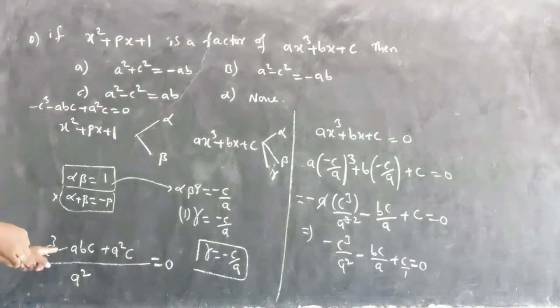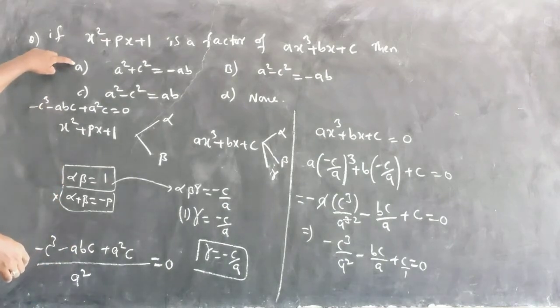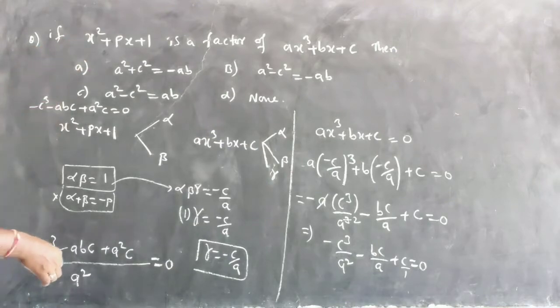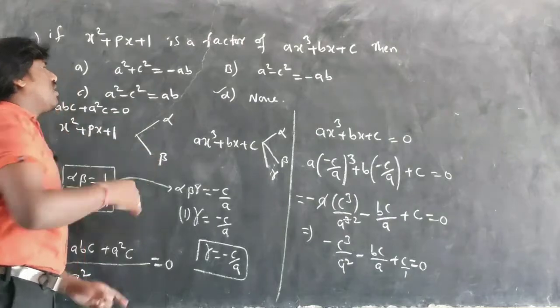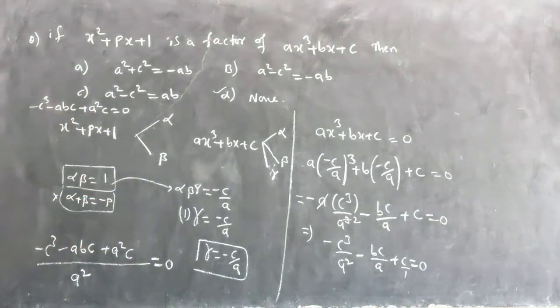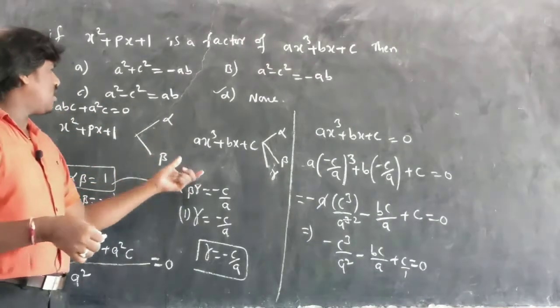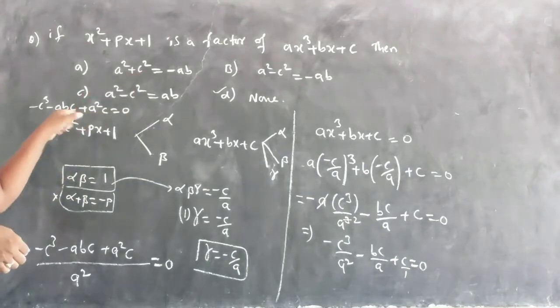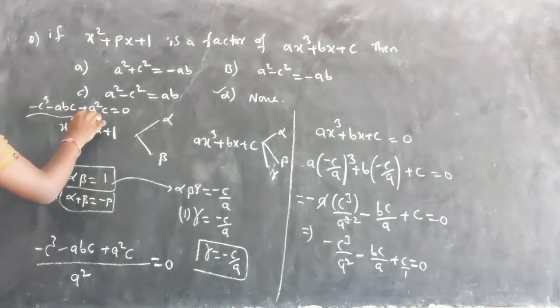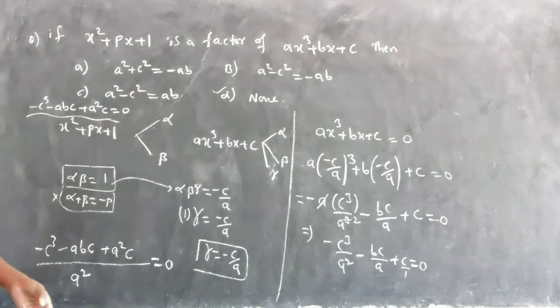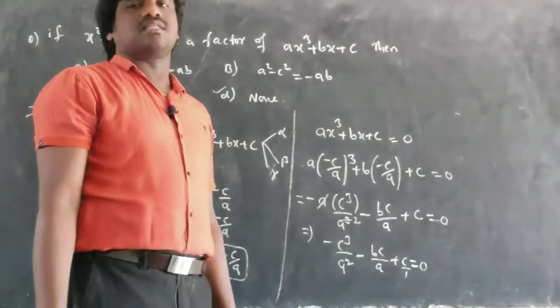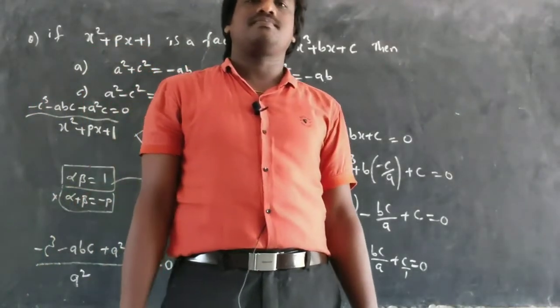See here, this is the condition I am getting. Let's see which condition is correct. The first one is wrong, the second one wrong, third one wrong. None of these is the right answer because nothing is satisfying this. No equation is satisfying this condition. So the answer is none. None of these is the answer. Hope you understand, this is the way to do the problems.